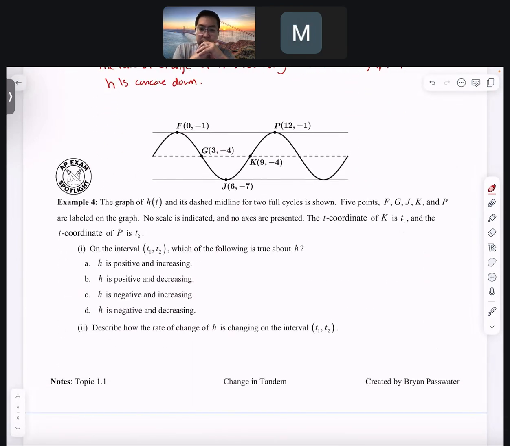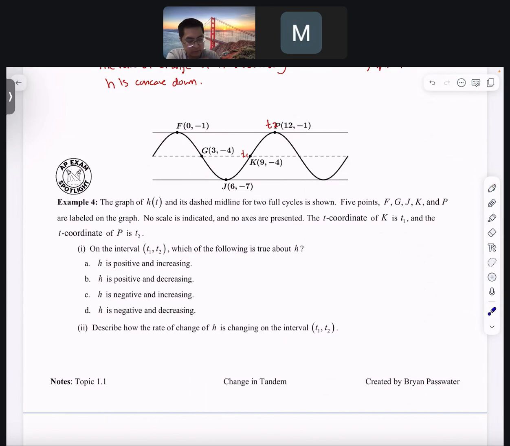All right, look at this one. Take your best educated guess, pause the video, and then see how you do with this one. Hopefully you gave it your best shot. With this one, I'll go a little bit faster. K is t1, P is t2, and on the interval t1 to t2, which of the following is true about h?